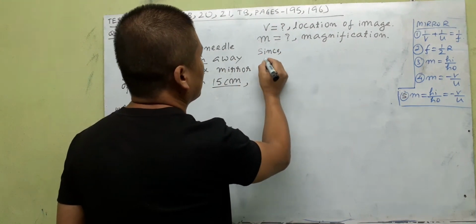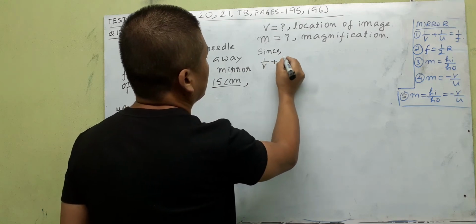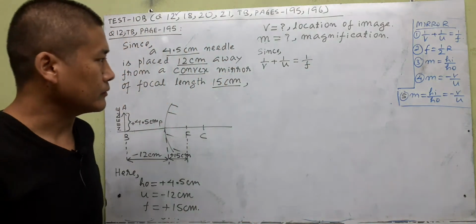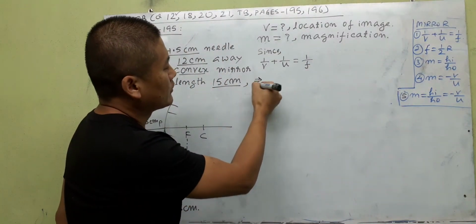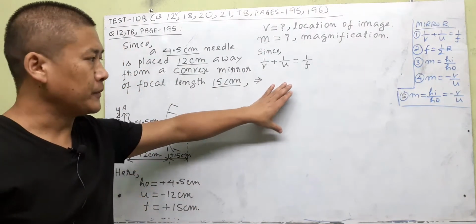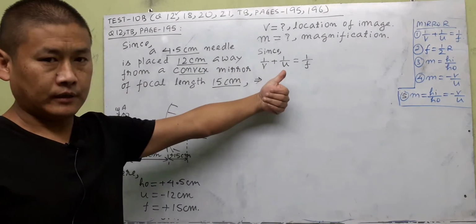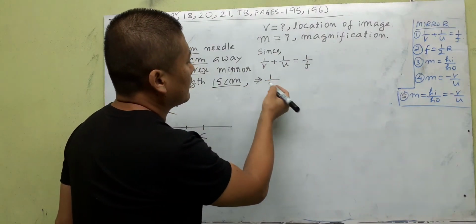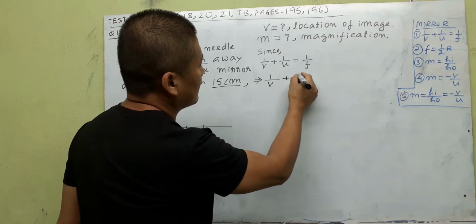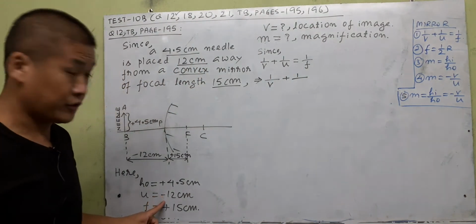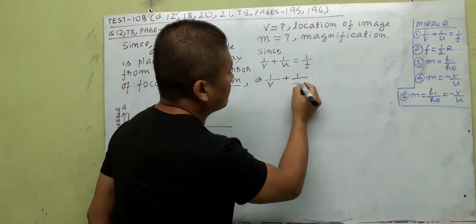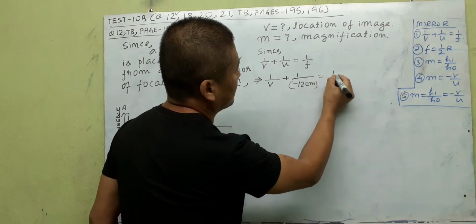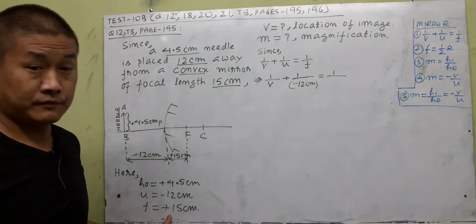Since we know 1 by v plus 1 by u is equal to 1 by f. Okay, let's go about it slowly so that we understand it well, and I hope you're writing along with me. If you write along with me as we take the class, you will really understand it. Okay, so here 1 by v we don't know yet, plus 1 by u here, minus 12. So let's just put the right values in the right places. That's the first thing we need to do. Is equal to 1 by f, and f here is plus 15.